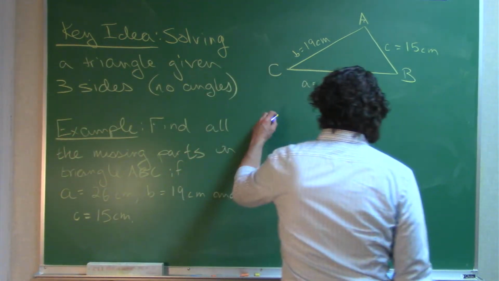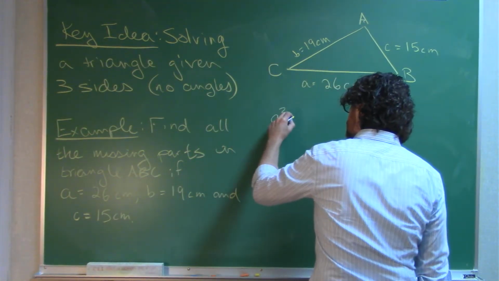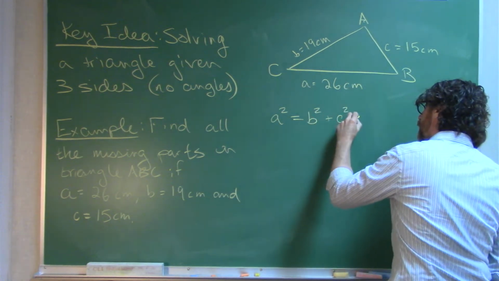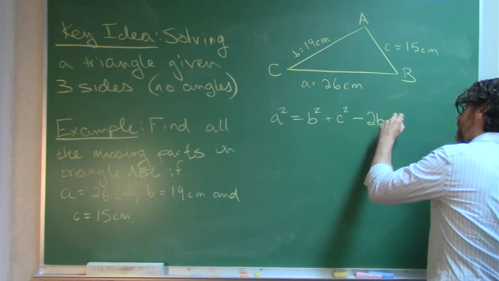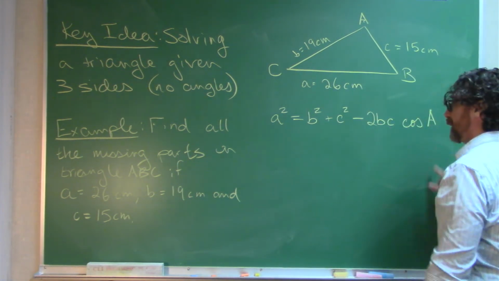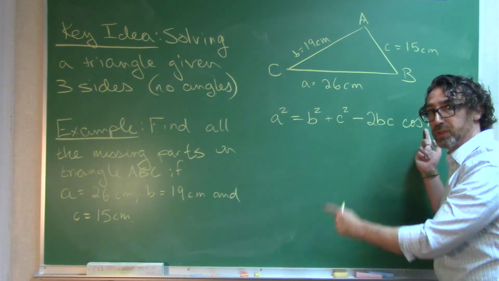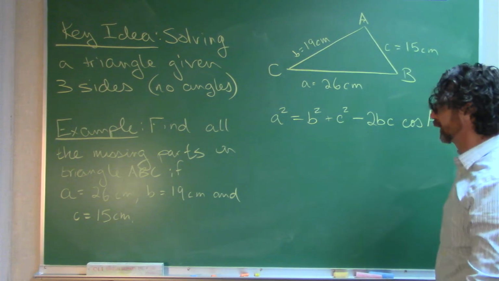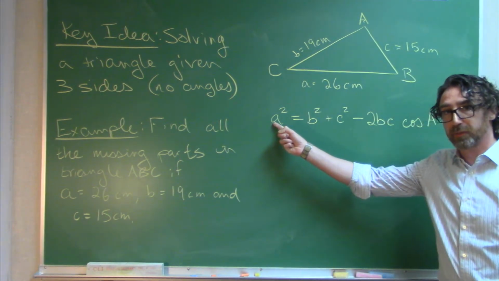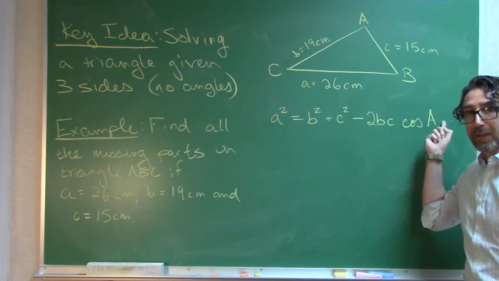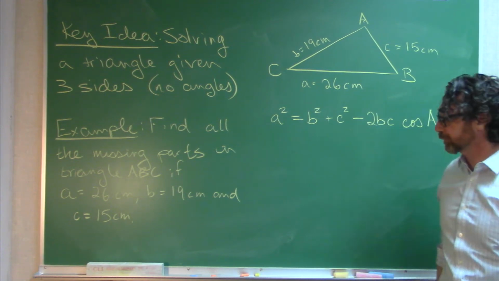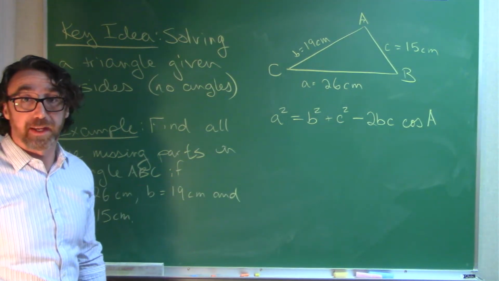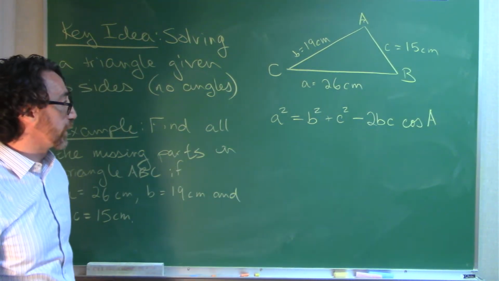Okay, let me use this version of the law of cosines here. So a squared equals b squared plus c squared minus 2bc cosine A. Remember, this angle should always be the angle that opens up onto this side. So if I'm talking about side little a over here, it should be angle capital A. All right, now, I can go ahead and fill in everything I know, leaving a single unknown.